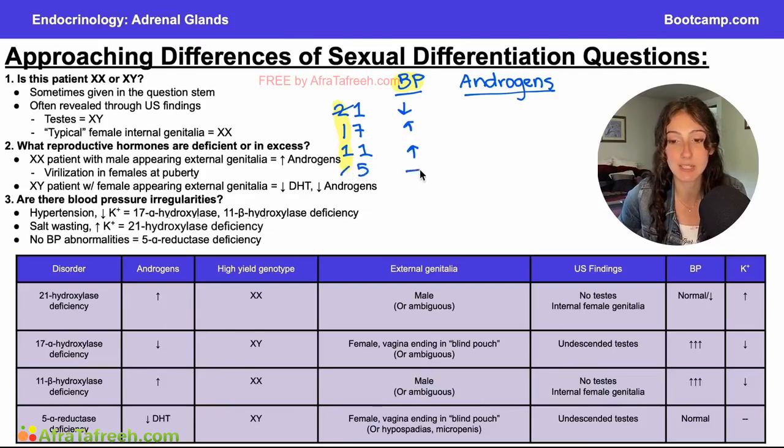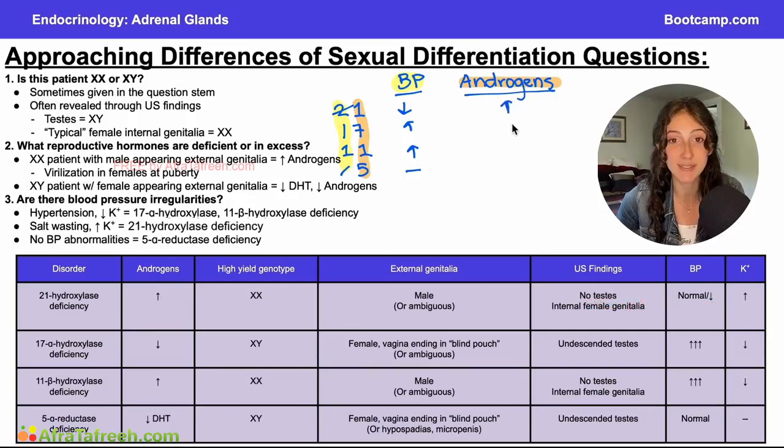You're not really going to see a decrease. It's usually just normal or unchanged. And then the number that is in our second column or in the second place here is going to correspond to our androgens. If there's a 1 in that column, that is going to mean we have increased androgens. So we are going to see increased androgens in 21 hydroxylase deficiency.